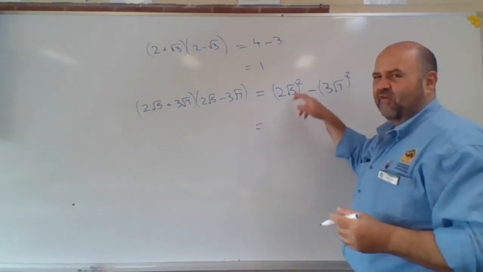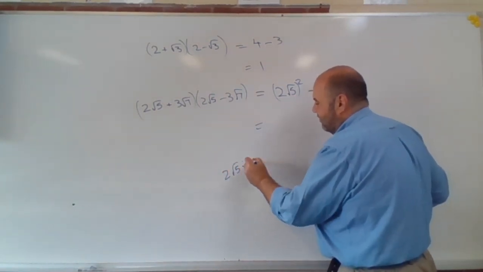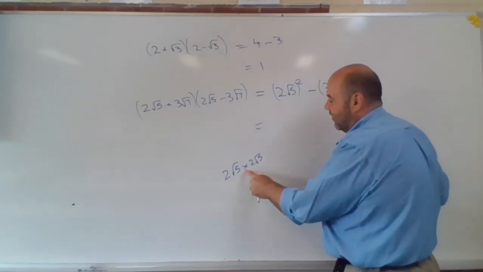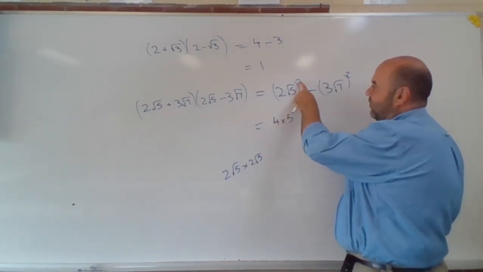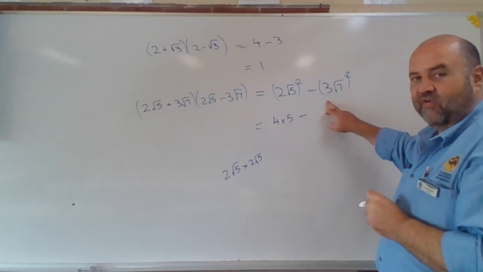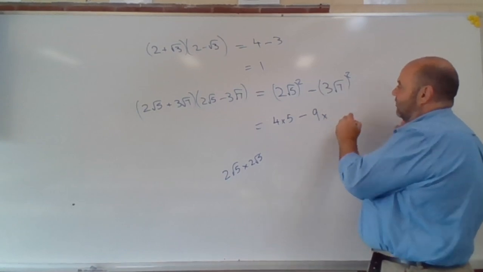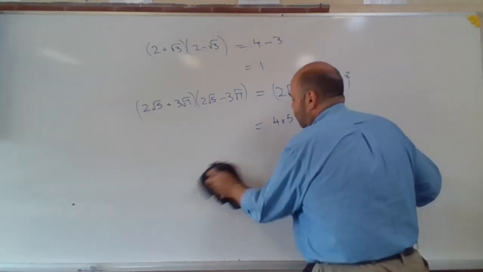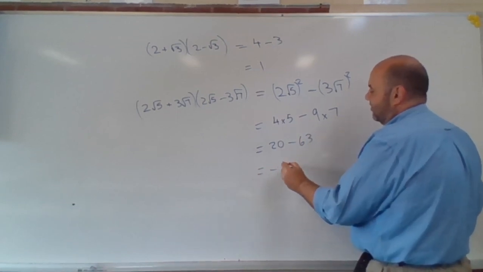Okay. Well, what's 2 root 5 squared? Well, that's 2 root 5 times 2 root 5. So in our heads we think, well, 2 times 2 is 4, and root 5 times root 5 is 5. So 2 root 5 squared is 4 times 5. Minus, same deal with 3 root 7. It's going to be 3 times 3 times root 7 times root 7. So 3 times 3 is 9, root 7 times root 7 is 7. Okay, so that's 20, take away 63, that's negative 43.